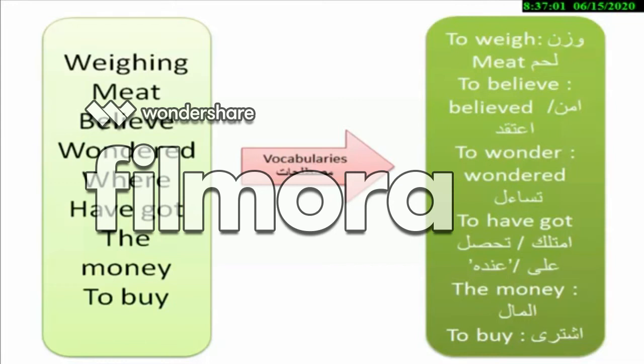To have got or to have, both correct, امتلك أو تحصل على, عنده مثلا. The money, المال. To buy, اشترى. To buy. Now let us move, explain and translate deeply the meaning of this passage. Passage number 2. Let us enjoy. Stay with us.